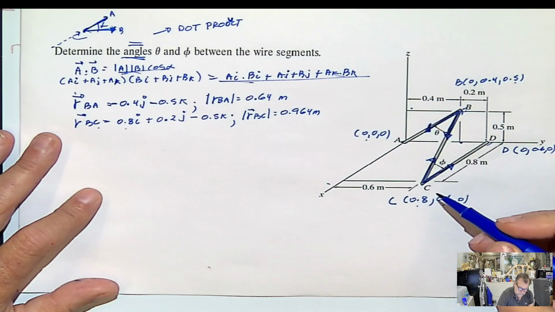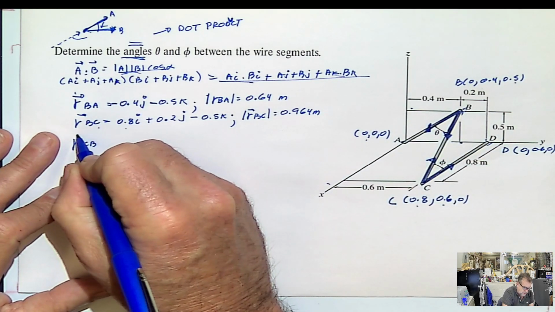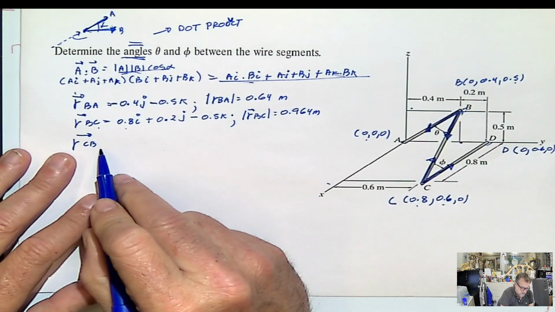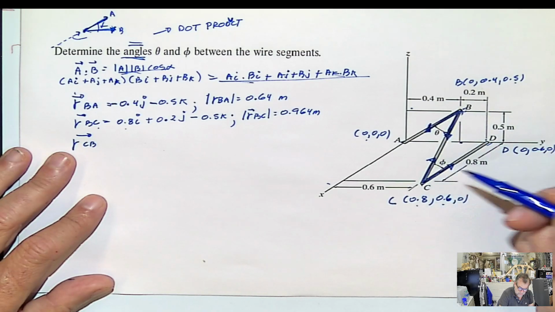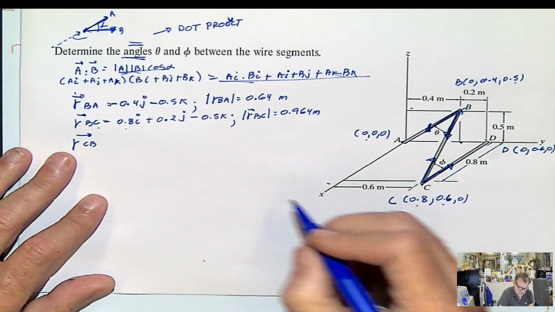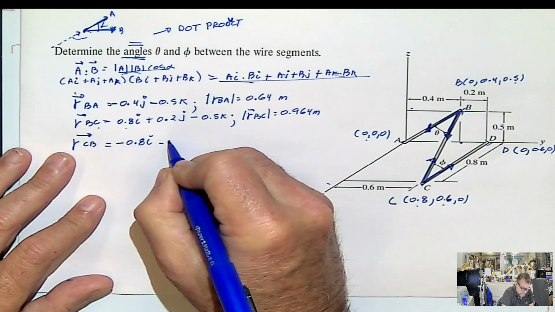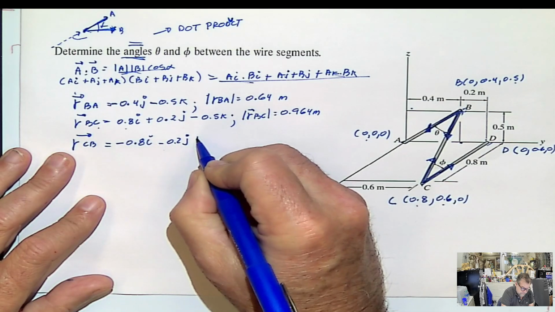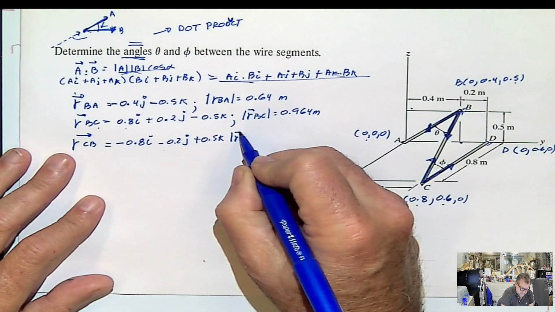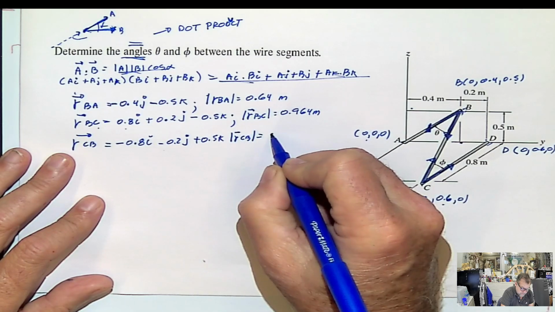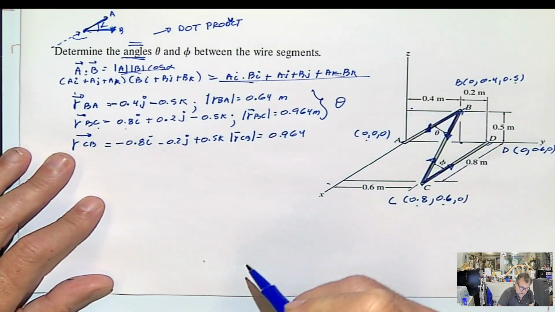Now I need the position vector CB. I don't have to calculate the position vector CB again, because I know the position vector BC is going to be the opposite of the position vector CB. So it's just the same one, but with different signs. And the magnitude is going to be the same. With these two, we're going to calculate this angle.